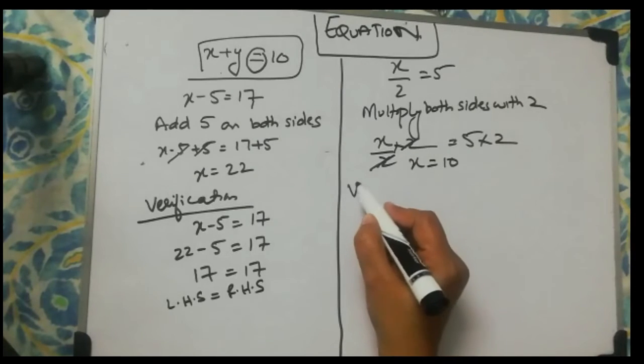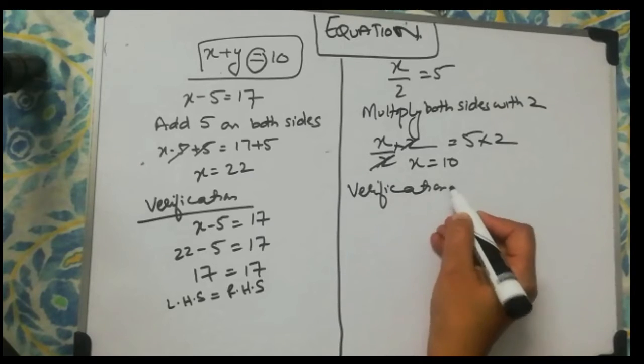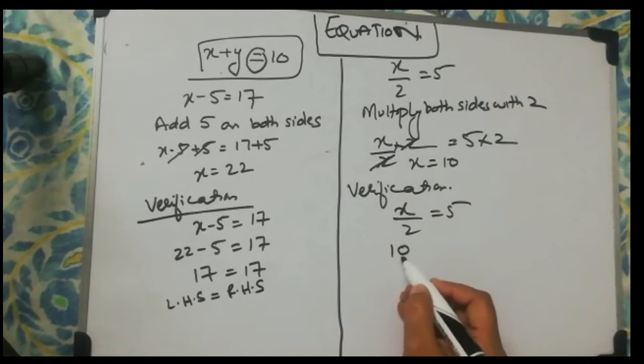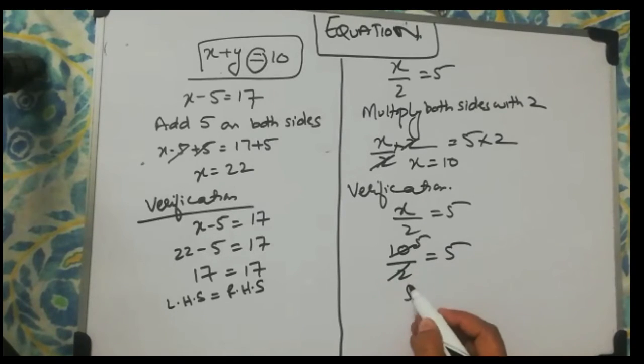Now how to check and verify? We can go to verification: x upon 2 equals 5. In place of x, 10 upon 2 equals 5. 2 ones are 2, 2 fives are 10. So the left hand side and right hand side are equal.